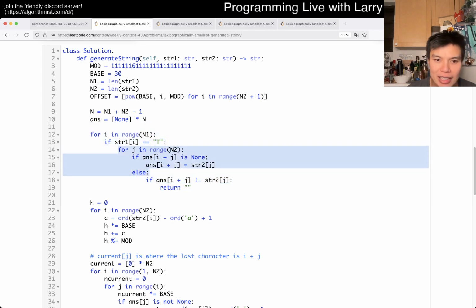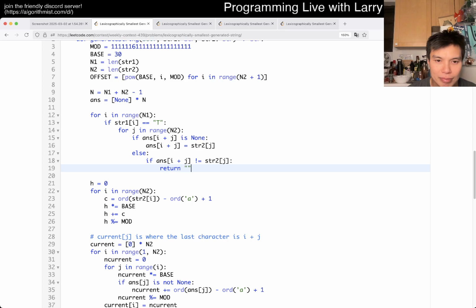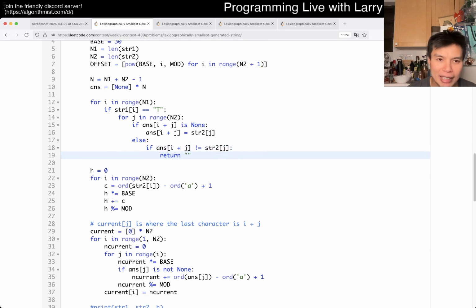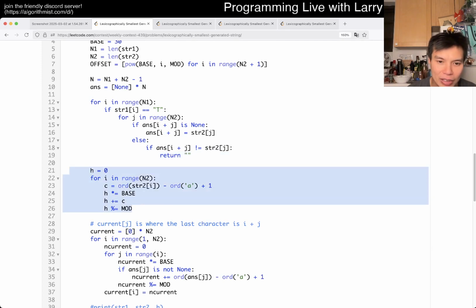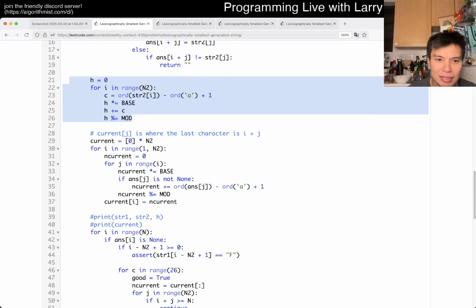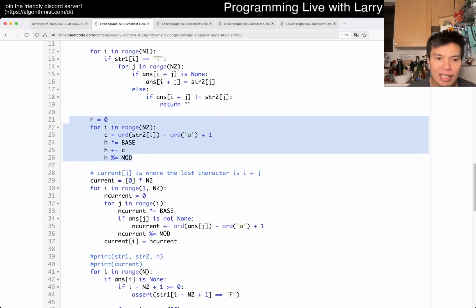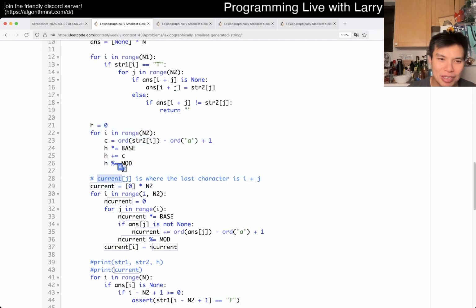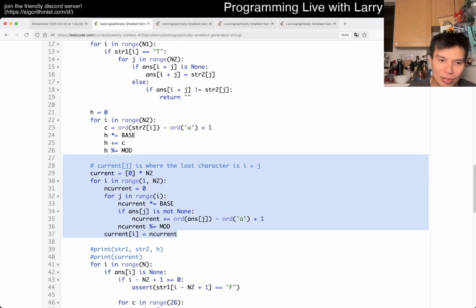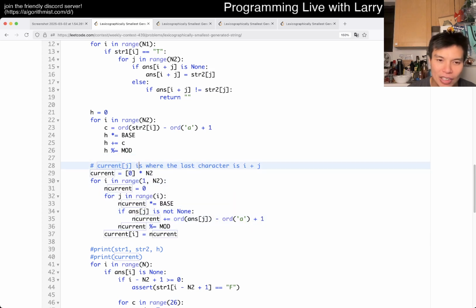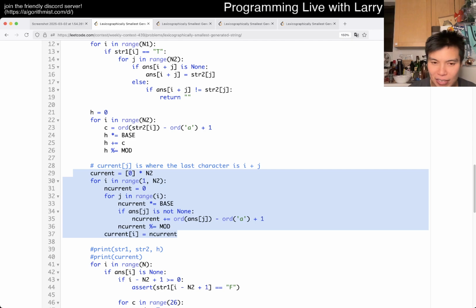to fill in all the T's, and for all the things that are not T's, it has to be consistent, otherwise we return empty string. And then next we hash the character, and this is the rehash string 2, and then here we keep track of where current sub j is. You go to the hash where the last character is i plus j. So we kind of just do the entire thing, right?